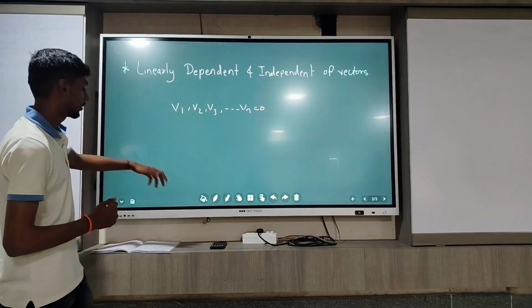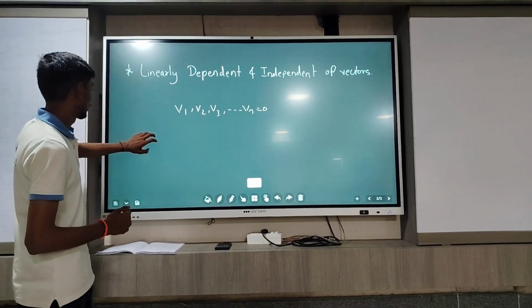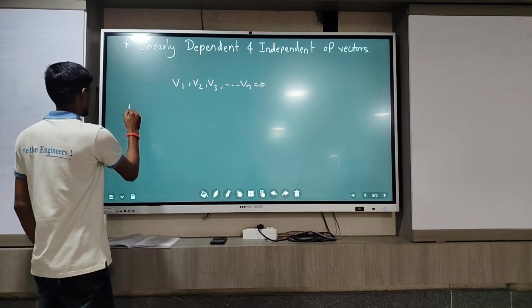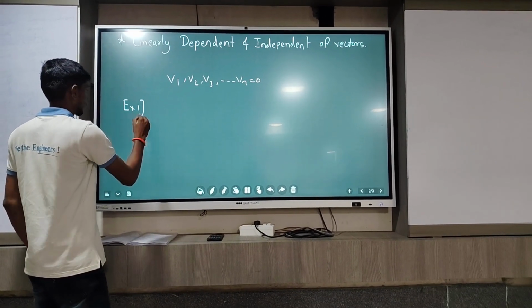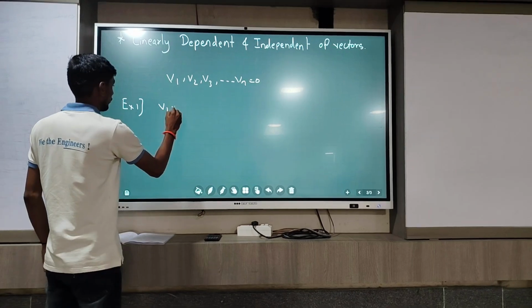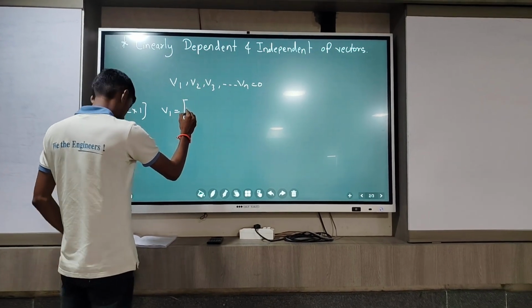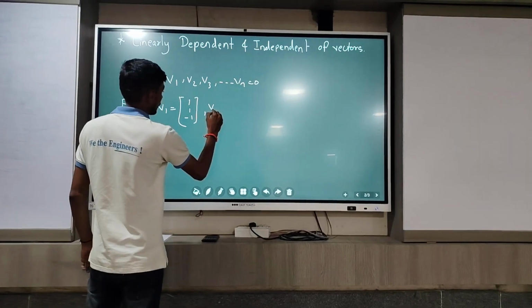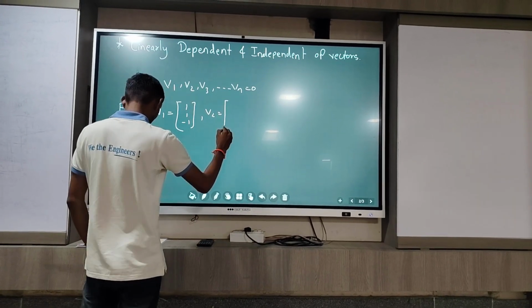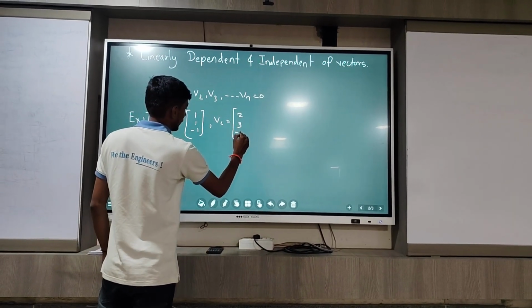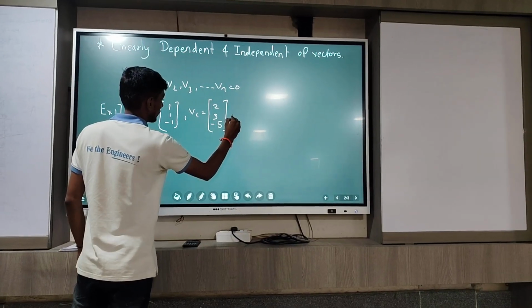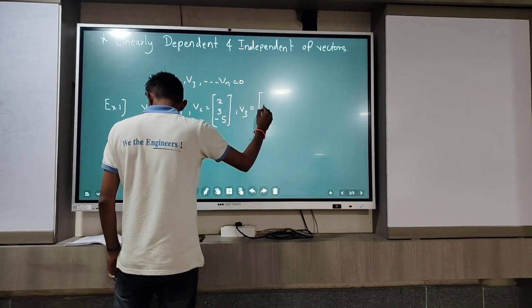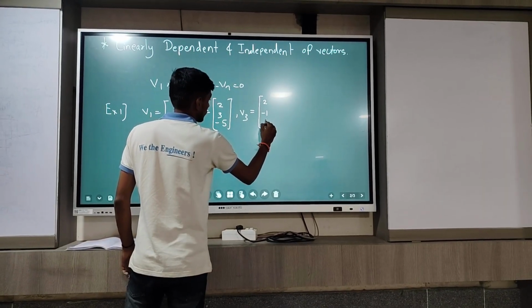So we take the equation: v1 is equal to 1, 1, minus 1, v2 is equal to 2, 3, minus 5, and v3 is equal to 2, minus 1 and 4.